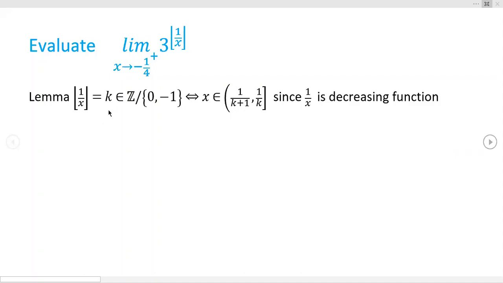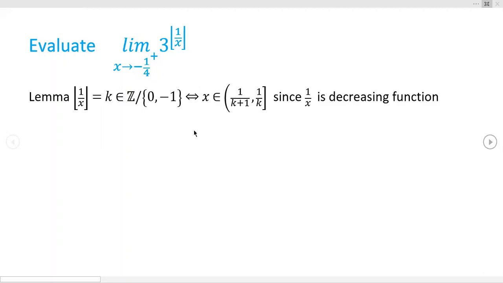This lemma states that the floor of the reciprocal function is equal to k if and only if x is actually trapped in this interval, open 1 over k plus 1, closed 1 over k. Now notice I did exclude two pretty obvious exceptions here. I had to set-theoretically subtract 0 and -1 from the integers here, because if you put 0 in for k, this would be undefined, and also -1, you would have an undefined division by 0 fraction right there.